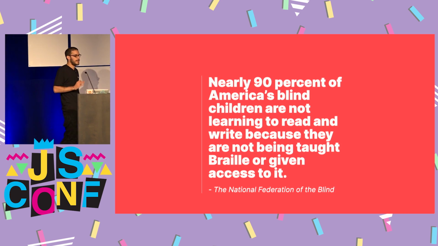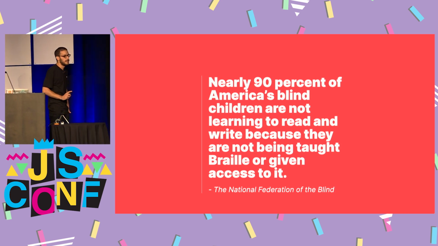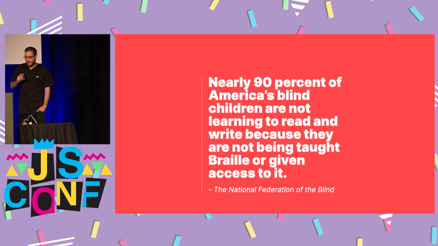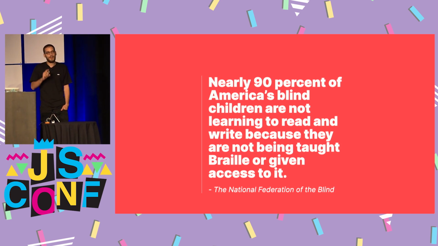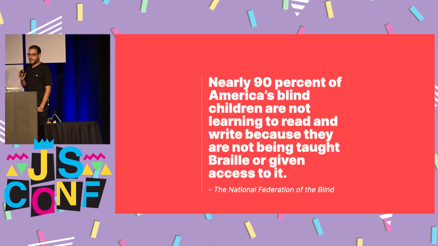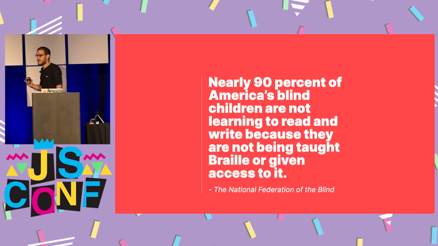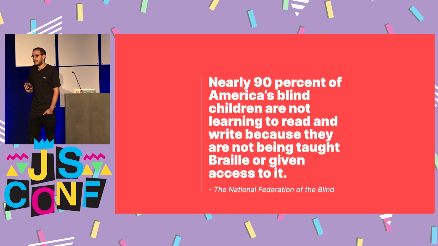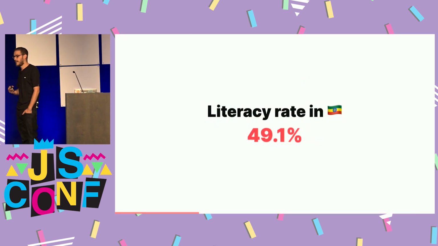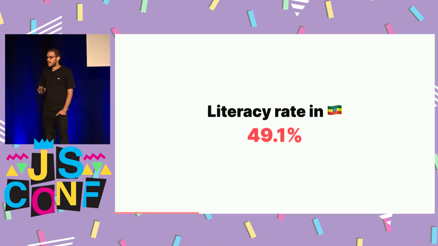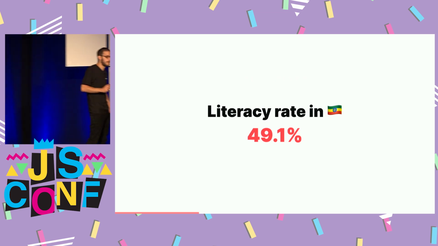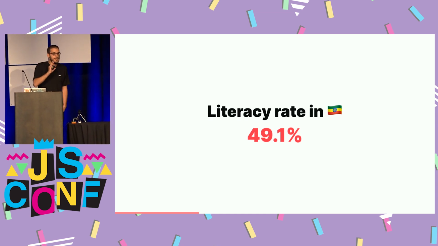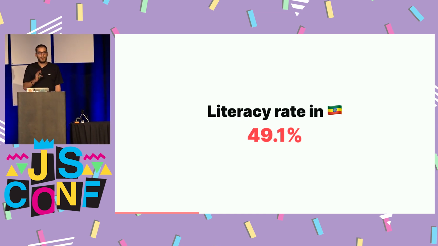According to the National Federation of the Blind, 90% of visually impaired children living in the States are not capable of reading and writing because they're not being taught Braille or given access to a proper educational material. Just to give you a perspective about how low these numbers are, I'm gonna compare them against the literacy rates of Ethiopia. Ethiopia is a country that has suffered poverty and civil war for more than 30 years, but still, 50% of the citizens of Ethiopia are capable of reading and writing.